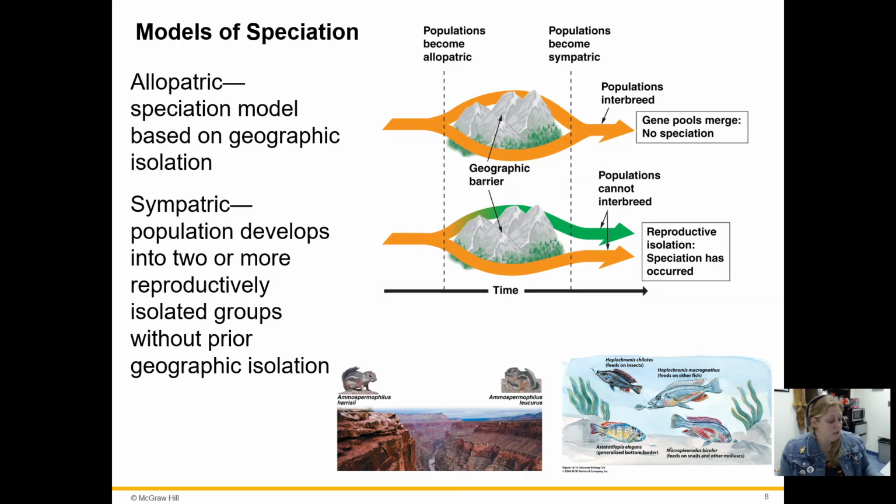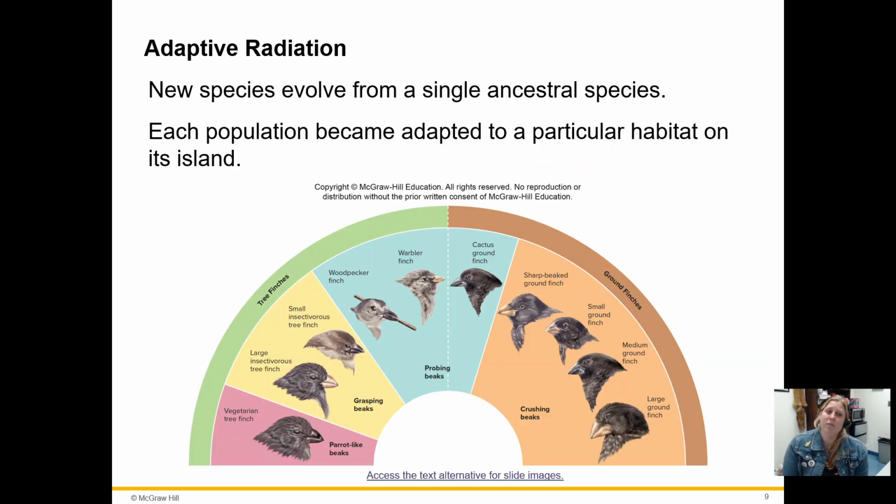Okay, but at the same time, I'm in the same geographic area. Another great example of this, though, is going to be in things like our Galapagos finches, where we do have what's called adaptive radiation. Okay, and this is going to be where new species evolve from a single ancestral species. So again, allopatric speciation, founder's effect to a new island, sympatric speciation, adaptive radiation follows.